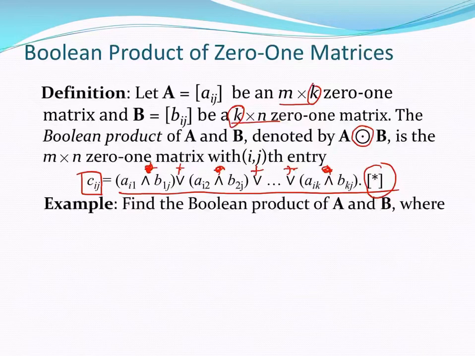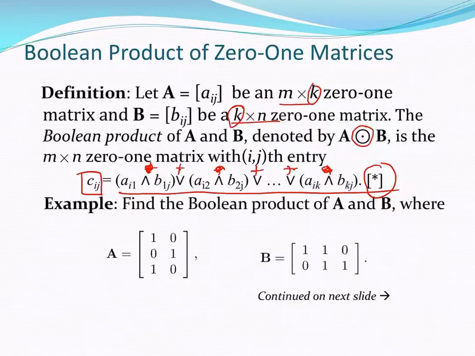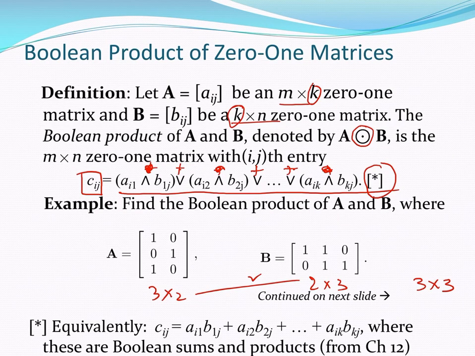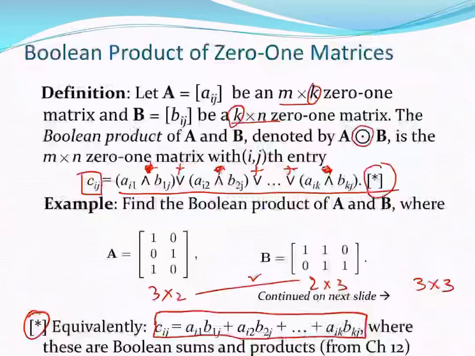Okay, so find the Boolean product of A and B, where we have a 3 by 2 and a 2 by 3. These match, so the result will be a 3 by 3. And here's my star. So this Cij is a Boolean sum of products for the elements of the rows of A and the columns of B.